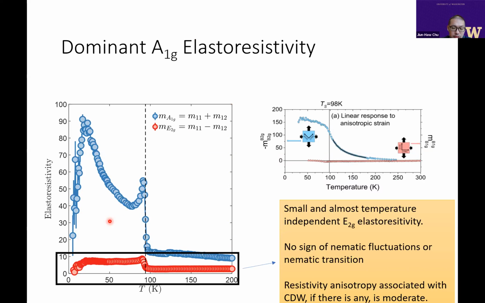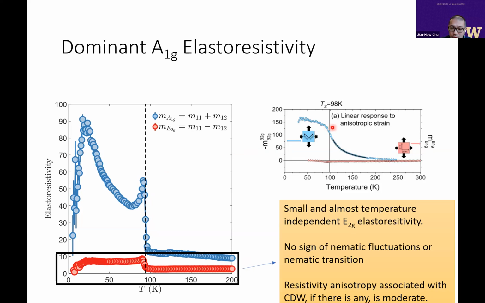Let's look at the results from the Montgomery technique, where you see a very strong A1G response with a peak at the TC, the transition temperature, followed by a very strong increase at low temperature. And then in the anisotropic E2G nematic response, you see it almost temperature independent.